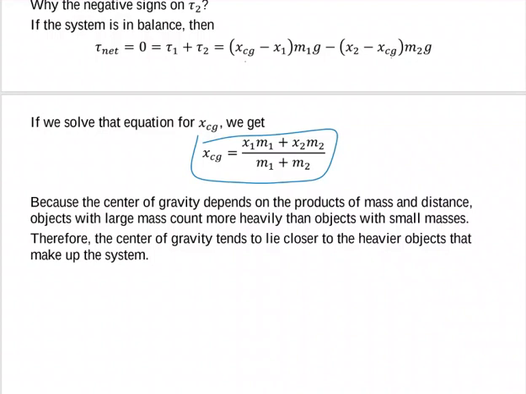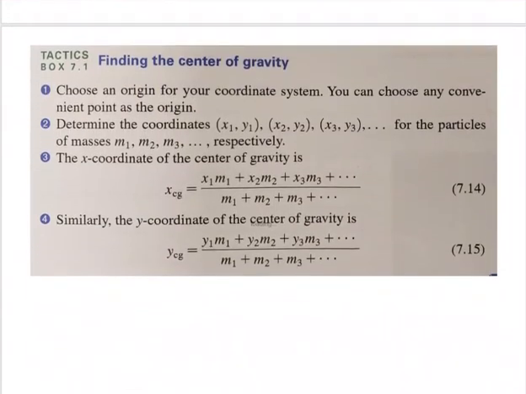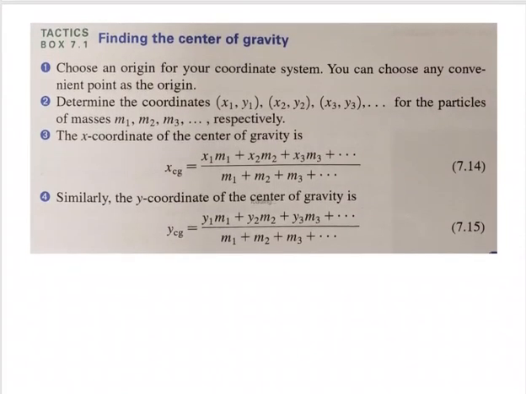So hopefully this is making sense. X1, M1, X2, M2, those are together. That's not always the case in our formulas, but here it is. And then divide by the sum of the masses on the bottom. Okay? All right. So now, finding the center of gravity.